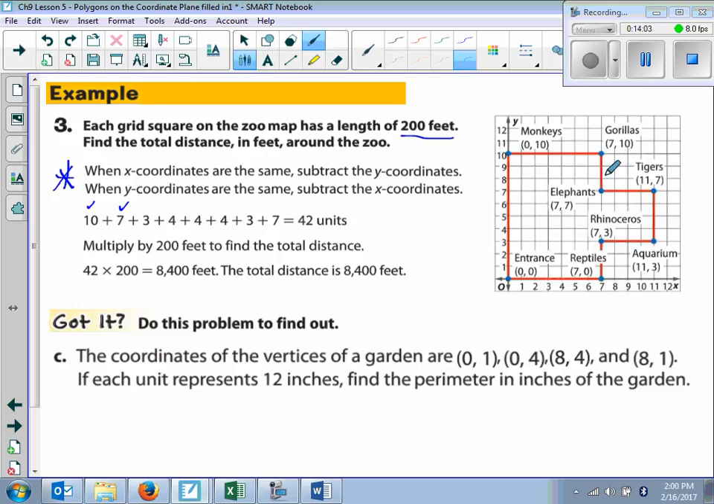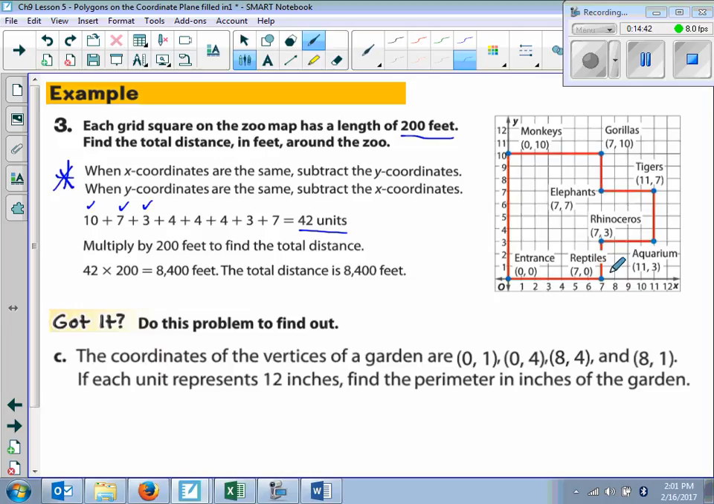Down here, going from the gorillas to the elephants, the X value is the same, so we're going to subtract the Y values. So 10 minus 7 is 3. Is everybody clear how we're getting those numbers? So once you get all of the measures of each one of those sides, then you just add them all together and you get 42 units. So the distance around the zoo on the grid is 42 units.